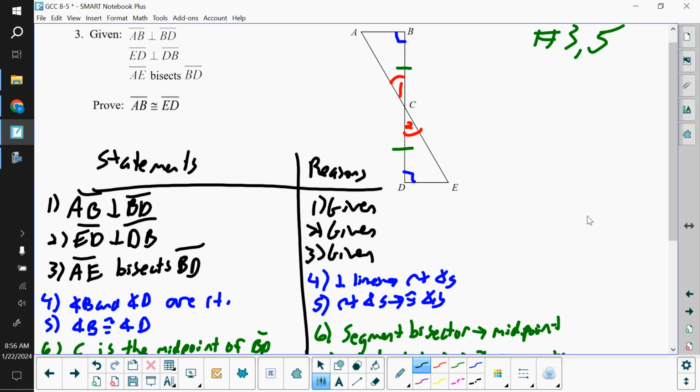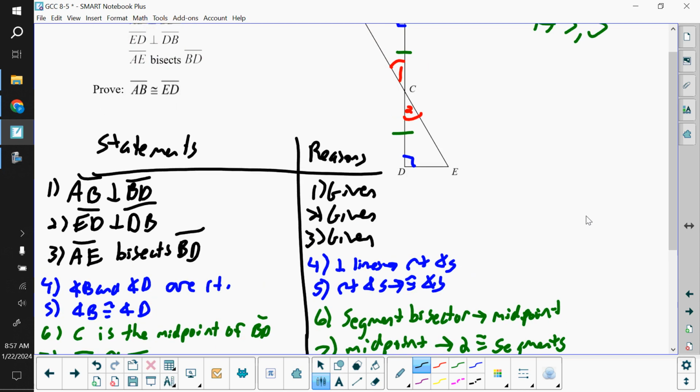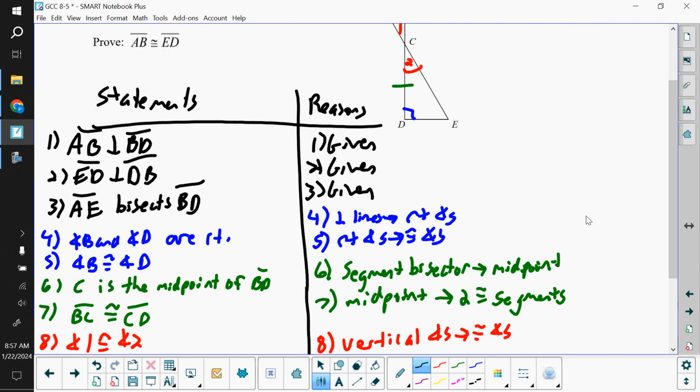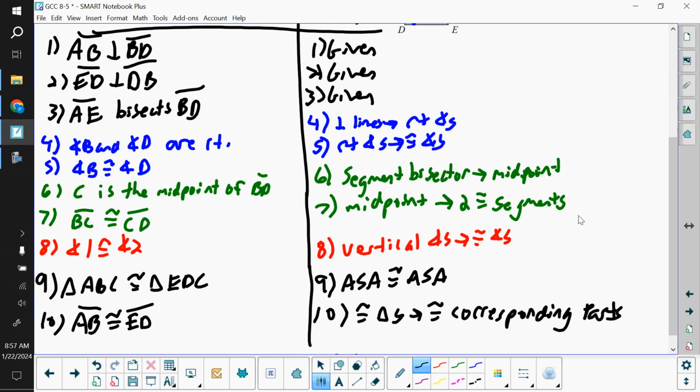Then we have segment bisector. Segment bisector implies midpoint, and then midpoint implies two congruent segments. Because BD came after the word bisects, C is only the midpoint of BD, and that gives us BC congruent to CD. Then you have some vertical angles, implies congruent angles. I call those angles 1 and 2 in our picture when I said they were congruent. Two sets of angles with a side in between, so we should have angle side angle congruent to angle side angle. In the name of your triangles, the A and the E should be in the same spot, the B and the D should be in the same spot, and the two C's should be in the same spot. And then congruent triangles implies congruent corresponding parts for what we wanted to prove, AB congruent to ED.